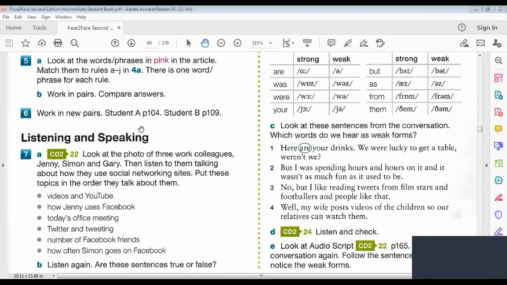Yeah. All of my friends are on it, and I like to know what's happening to them. Are you on Facebook, Jenny? Yes, but I don't check it very often anymore. I used to do it all the time. It's very addictive. But I was spending hours and hours on it, and it wasn't as much fun as it used to be. And in the end, you're still just sitting on your own in front of a computer screen.